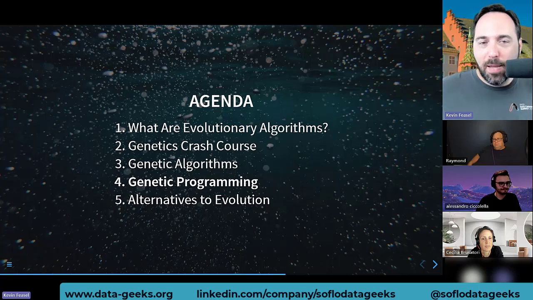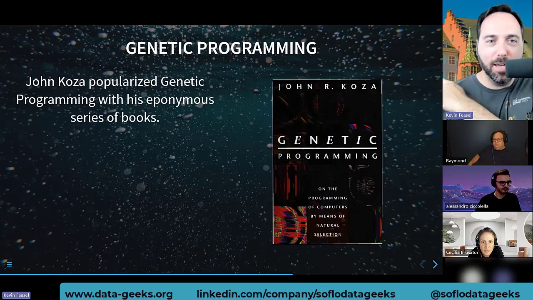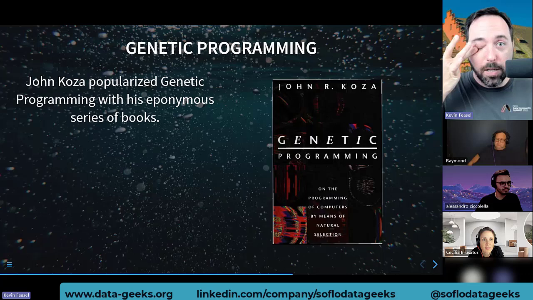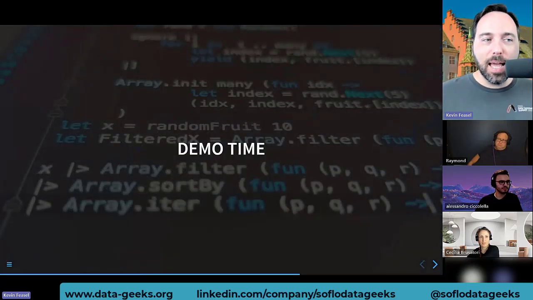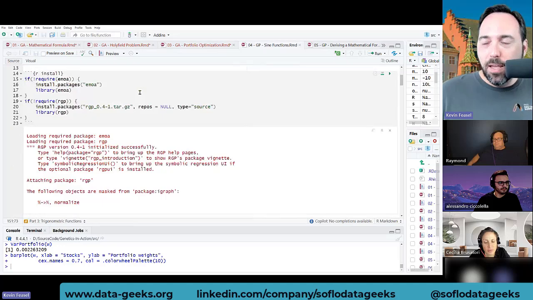Okay, genetic programming is my next bit. GP. John Koza popularized this notion of genetic programming. I actually have a copy of this book on my bookcase back here. It is a big, thick book, and he had a series of, I think, 4 of those books. I only have the first one, but the notion of genetic programming is kind of interesting. It's a bit different from what we came up with in genetic algorithms.